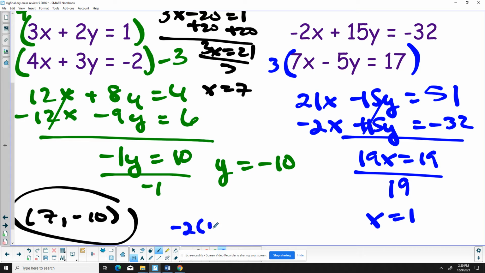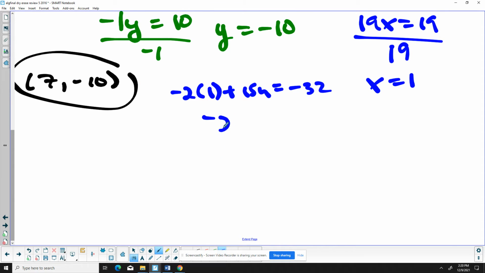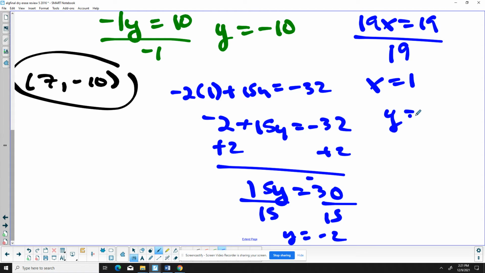So negative 2 times 1 plus 15y is negative 32. You could have plugged it into either one if you wanted. So you would add 2 to both sides. Oh, this one comes out nice too. So y is negative 2. Oh, that's my answer. Okay, next problem.